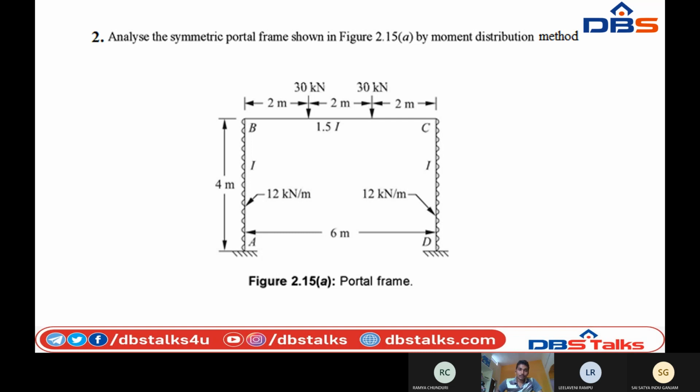They also have UDL. Here BC is given two loads, one is 30 kN and another 30 kN. The total span is 6 meters. Every 2 meters has a 30 kN load.